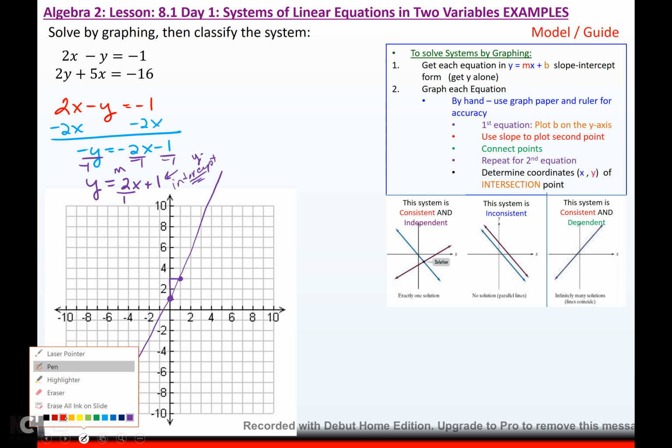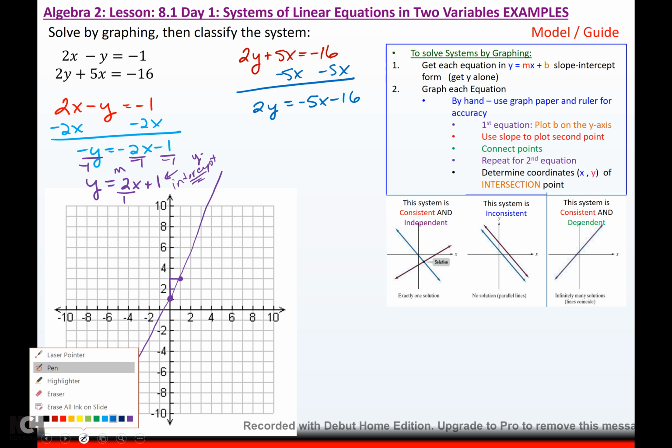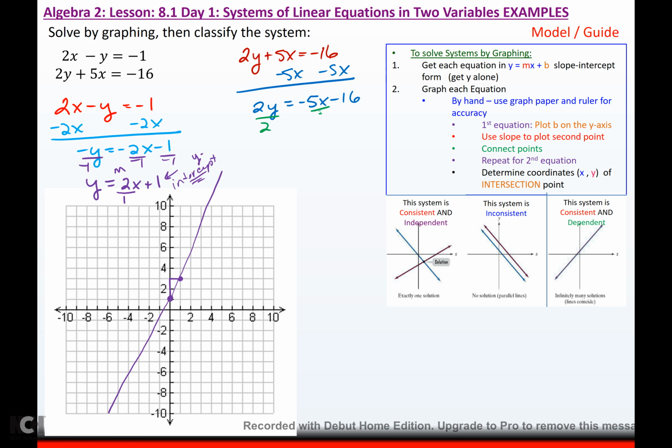All right, to graph my second line, 2y plus 5x equals negative 16. To get y alone, I'm going to minus 5x, minus 5x. I get 2y equals negative 5x minus 16. Divide by 2. And I get y equals negative 5 over 2 x minus 8. Don't forget your x. So there's where I'm supposed to intercept my beautiful babe, negative 8 on the y-axis.